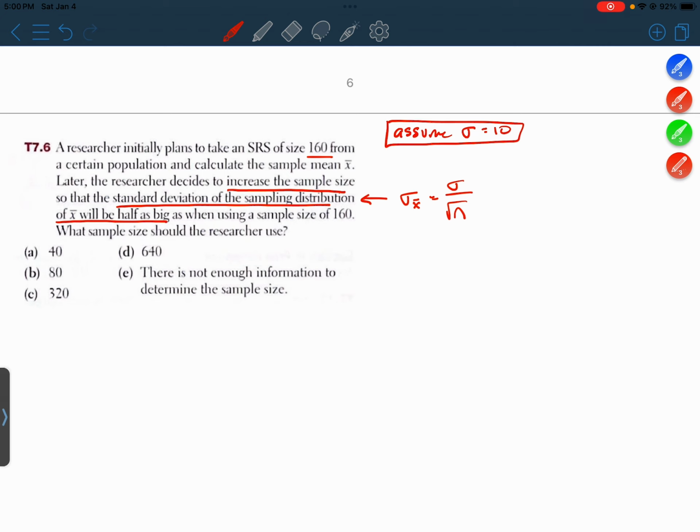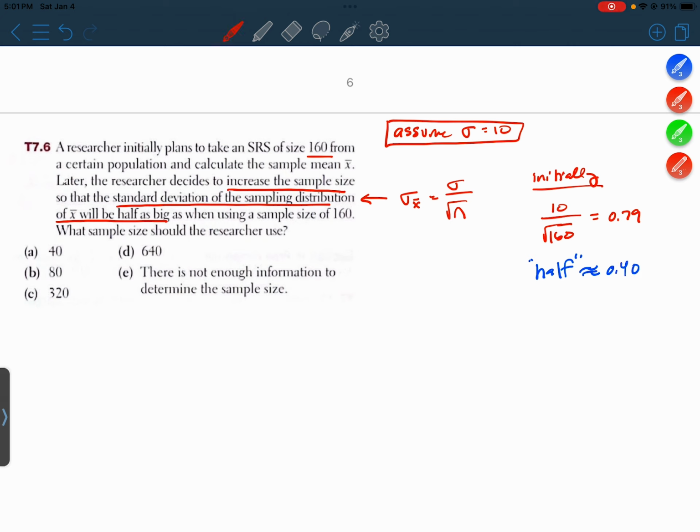So then initially, we would have 10 divided by root 160. And 10 divided by root 160 is approximately 0.79. Now what we're going to do is just guess and check. We're going to try each sample size and see whether we get something about half as big. So we're looking for which of these answer choices gives us an answer of about 0.4. Just make a note: half would be approximately 0.4.